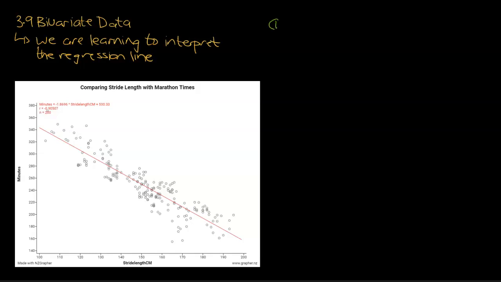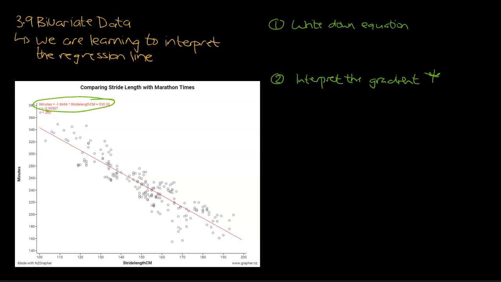So step number one, we're still going to write down the equation. And once we've written down the equation, we're going to do the same next step: interpret the gradient. It's this second part that will have slightly different wording, so I'll put a bit of a star there just to highlight that. So step number one, we'll find the equation, and as always, it's up the top by all the red stuff.